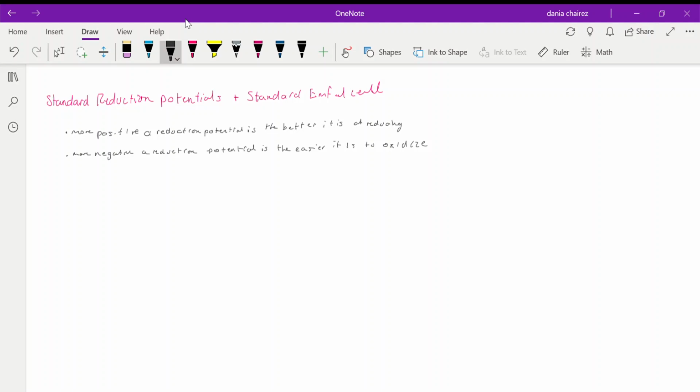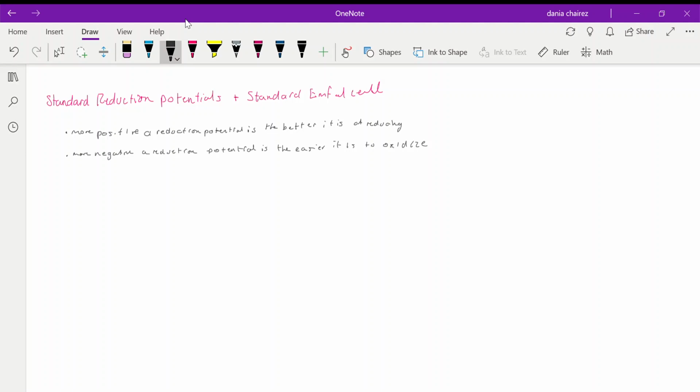So yeah, if you ever have a question where it's like, which one of these is the reduction / cathode, or which one of these is the anode / oxidation, just remember the more positive one is your reduction and the more negative one is your oxidation.